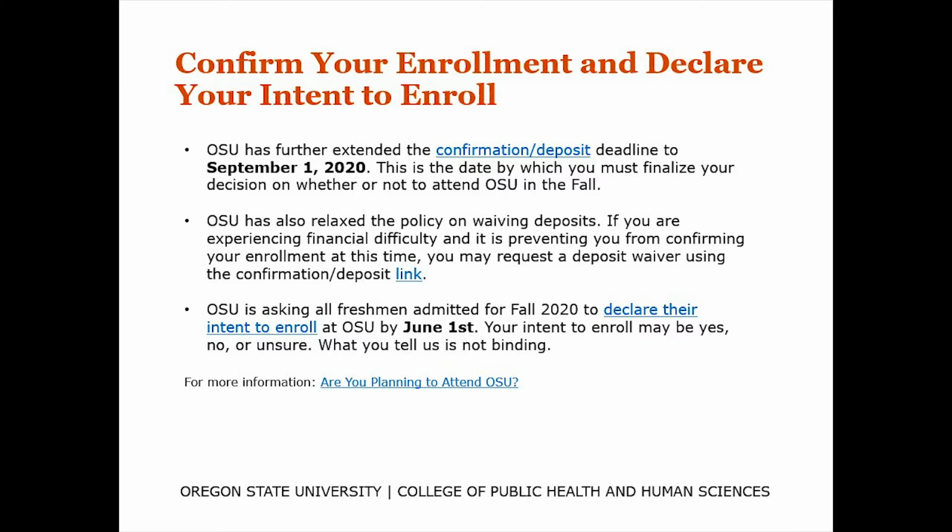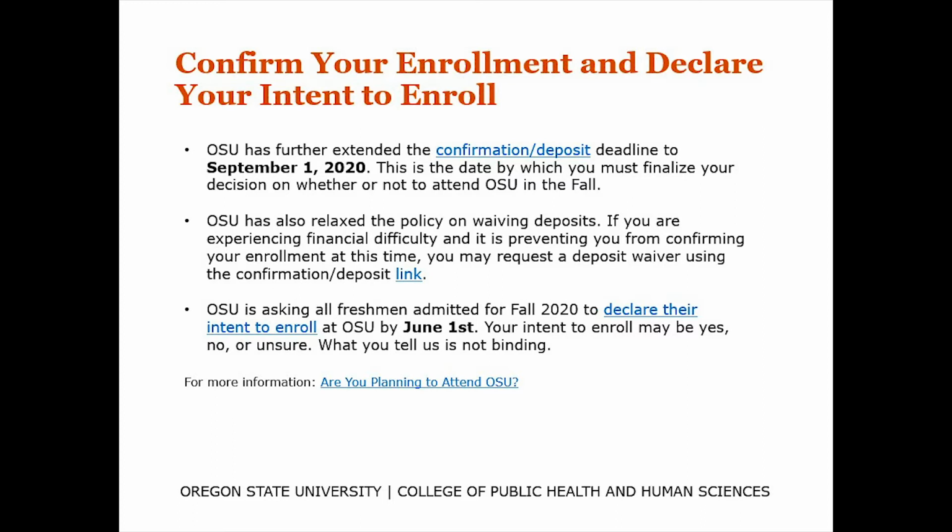Again, because of COVID-19, we've relaxed the policy on waiving deposits. If you are experiencing any financial difficulty and it's preventing you from confirming your enrollment and paying your advanced tuition deposit, you can request a deposit waiver using the link that's attached here. Typically, this would be for folks in very specific situations, but we have opened it up now for anyone who's experiencing financial difficulty, since we know that there are a lot of different circumstances that folks are experiencing right now.